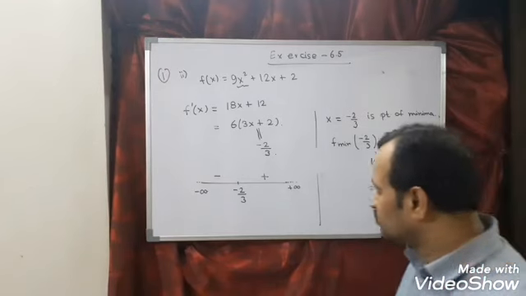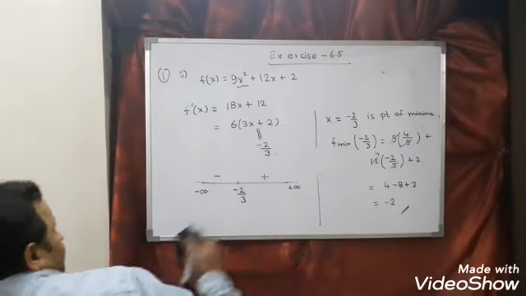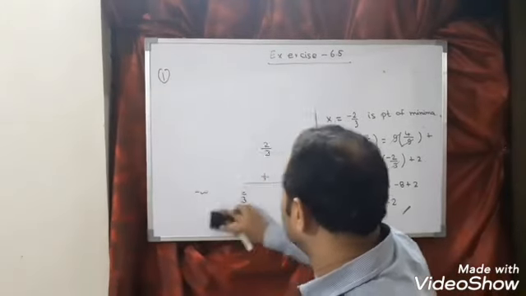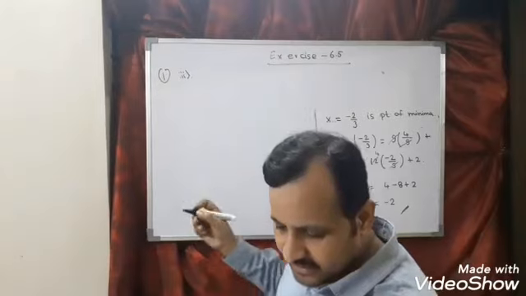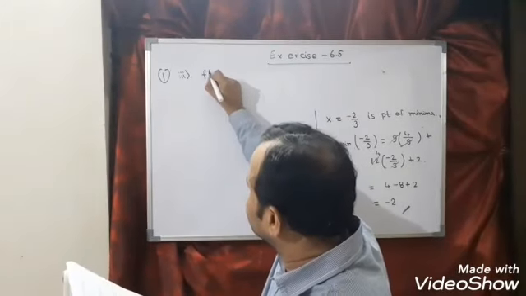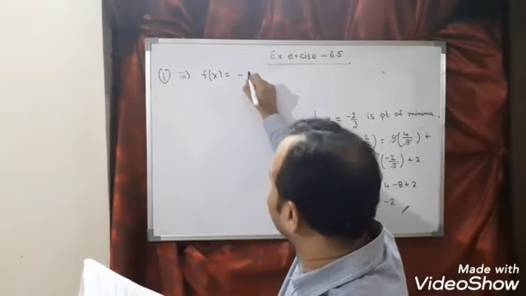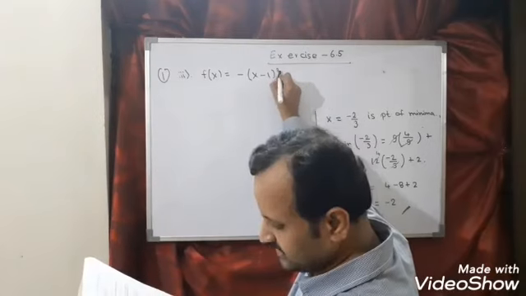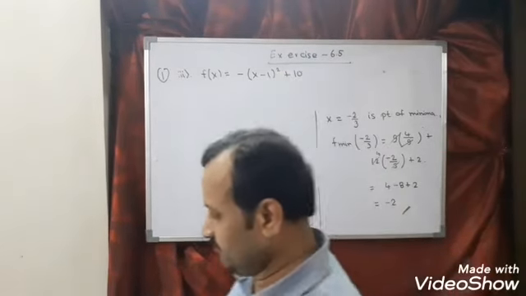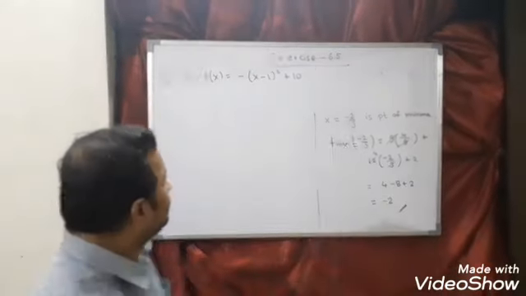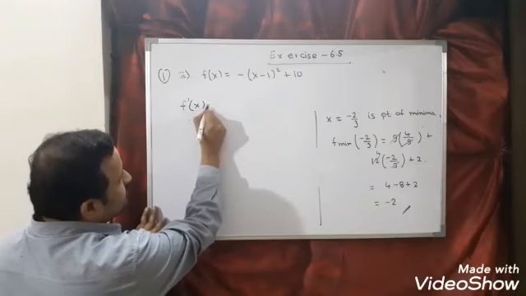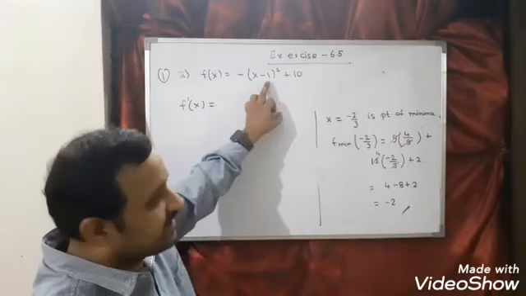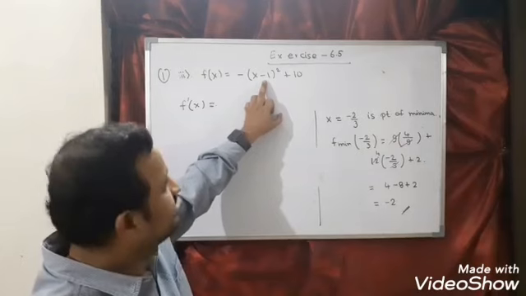Let us see the next question. I think it is clear. Very simple question, provided you are perfect in the working rule. Third bit: f of x is equal to minus of (x minus 1) whole square plus 10. Again apply the working rule. So find f dash x. So f dash x is equal to, if you want you can expand, otherwise directly find the differentiation.